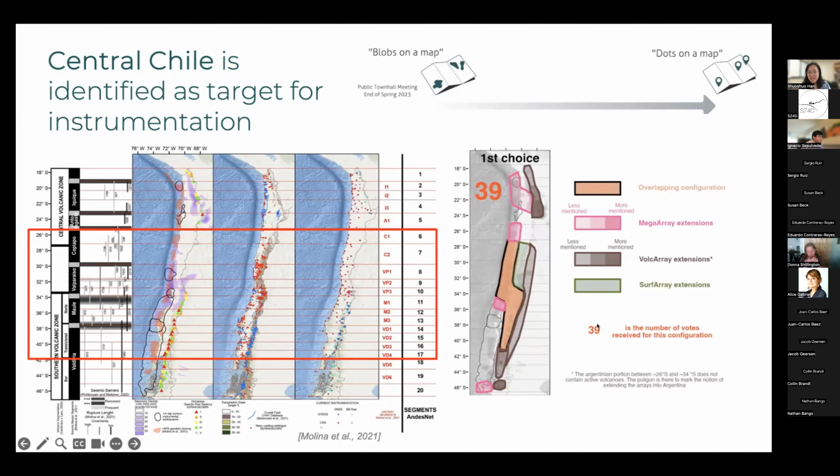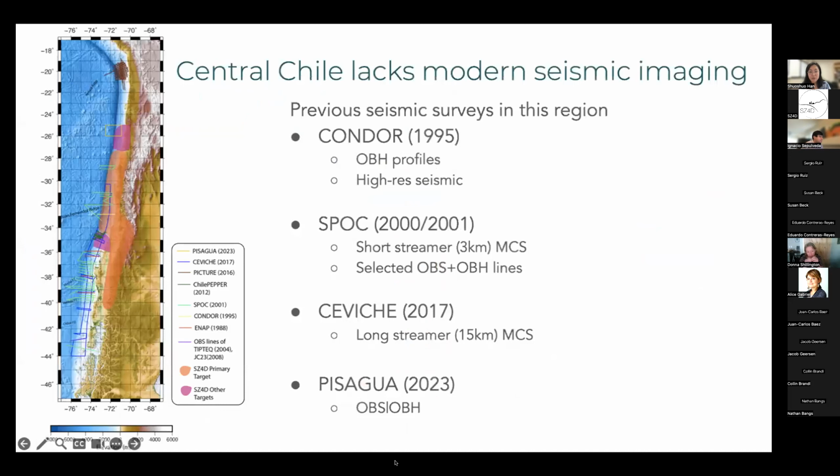So as you see, the offshore portion of this lightning bolt is between 28 degrees and 34 degrees. And as I mentioned, we really need to understand the subsurface structure and velocity in order to design and implement the array, and also to put all the observations from the array into context.